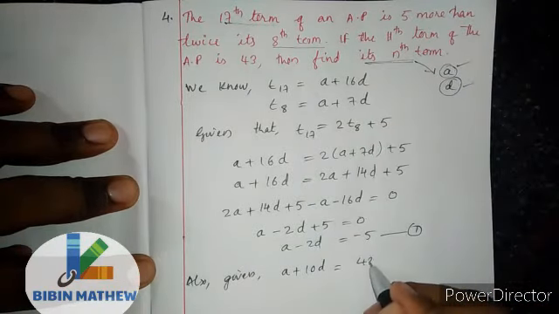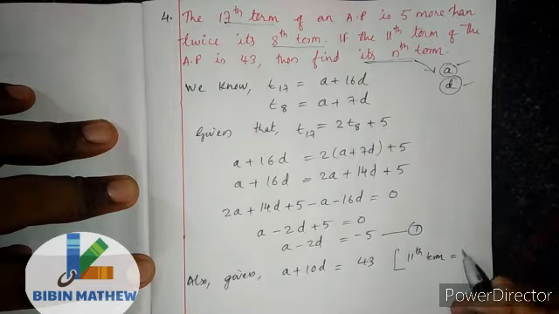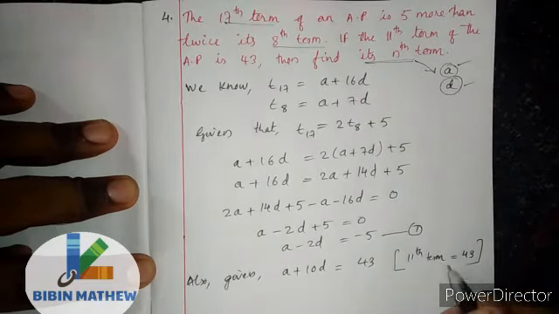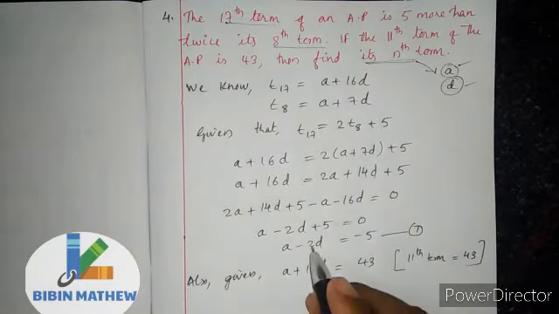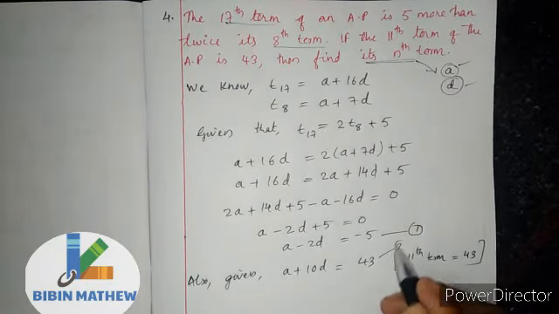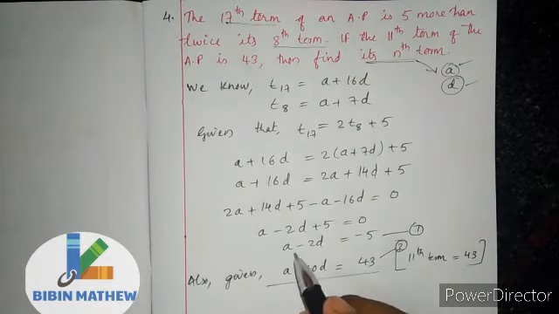43. Why? कारण क्या है? The 11th term is equal to 43, meaning T11 is 43, that is given. So a plus 10d is equal to 43. Now this is your equation number 2. I am calling this as equation number 2. Putting in the line, you can see these two equations.